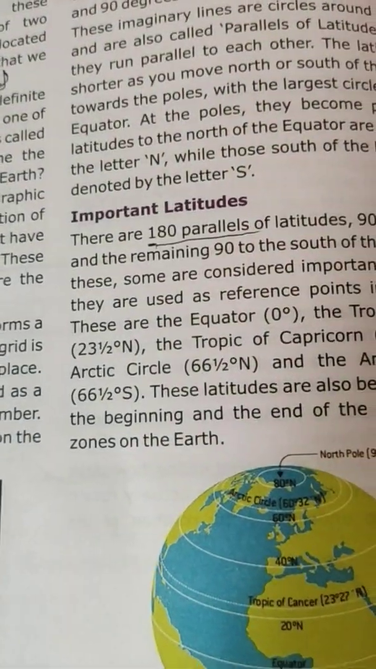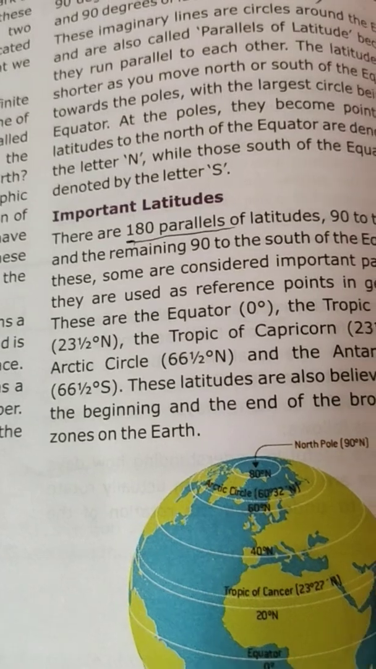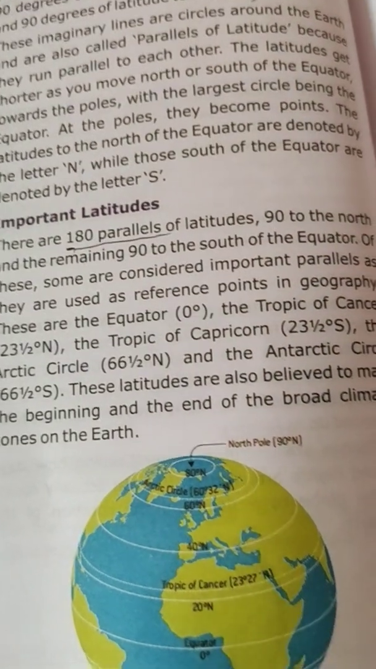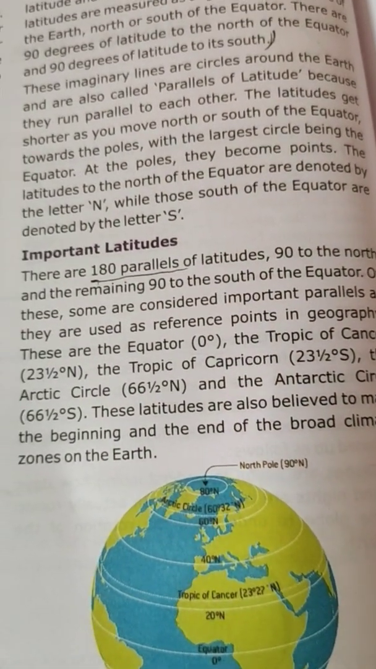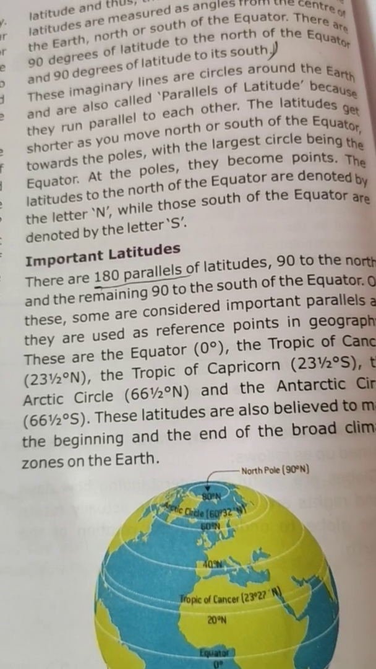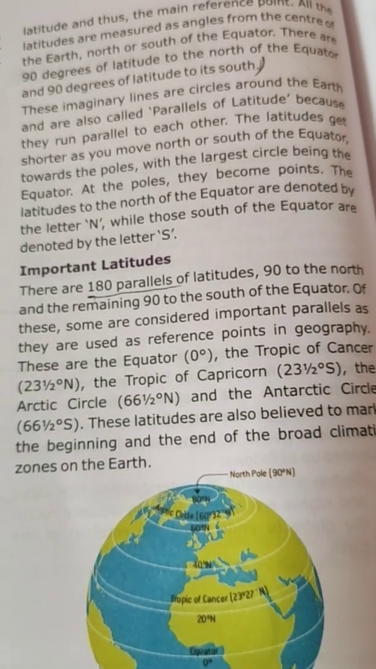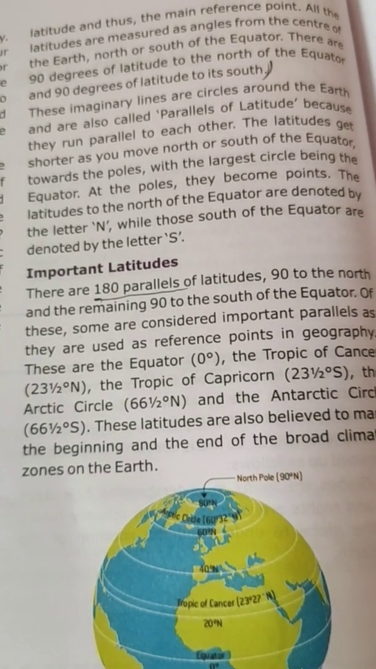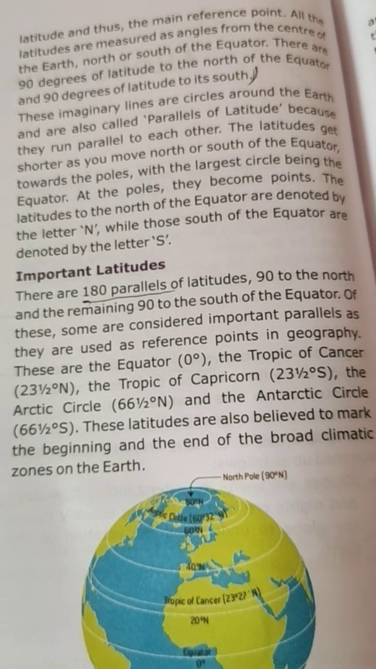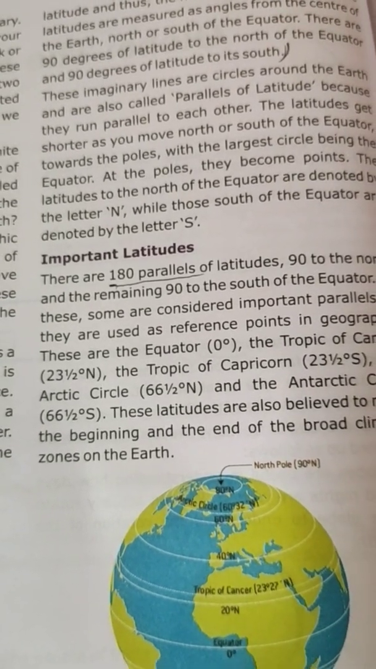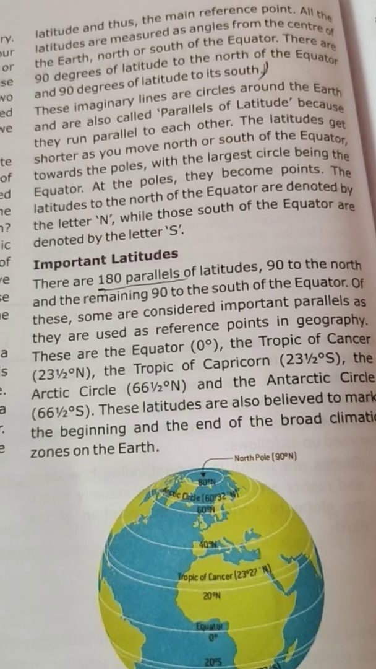Next we'll see important latitudes. There are 180 parallels of latitudes, 90 to the north and the remaining 90 to the south of the equator. Of these, some are considered important parallels as they are used as reference points in geography.